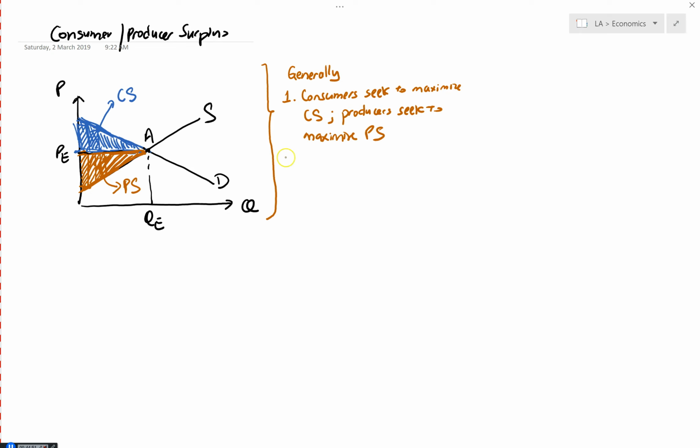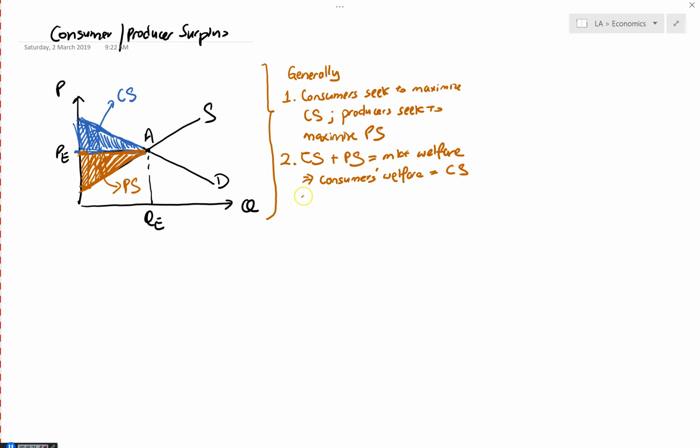Number two, consumer surplus plus producer surplus equals the market welfare. In fact, when we say consumers' welfare is hurt, it is the same as consumer surplus. Why is consumers' welfare affected by the imposition of a tax? That's because there's a loss of consumer surplus.